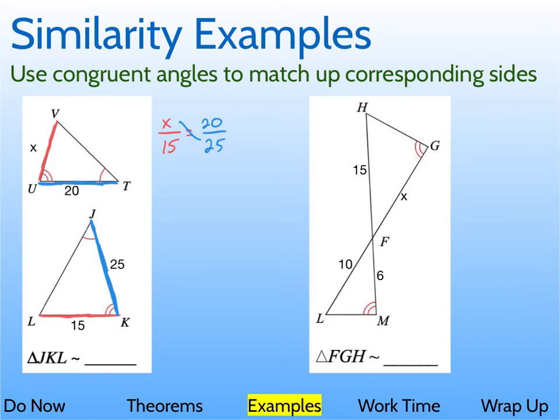So we have 25 times x is 25x. And then we have 15 times 20, which is 300. And then finally, all you have to do is divide by 25.